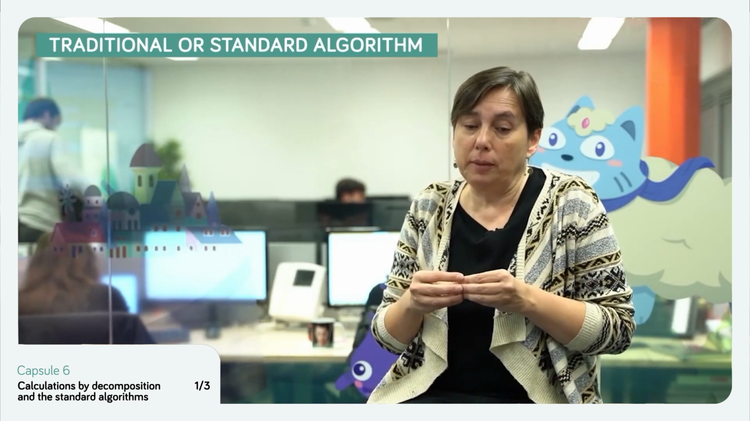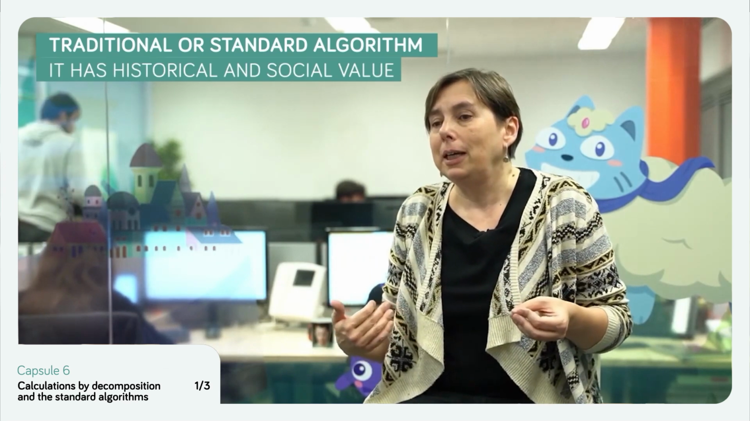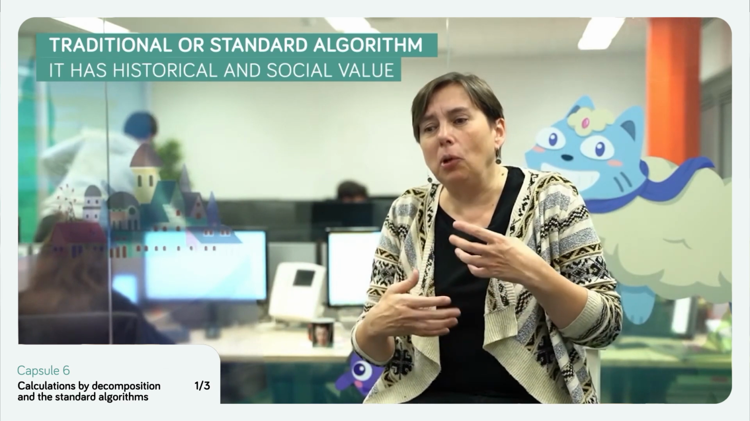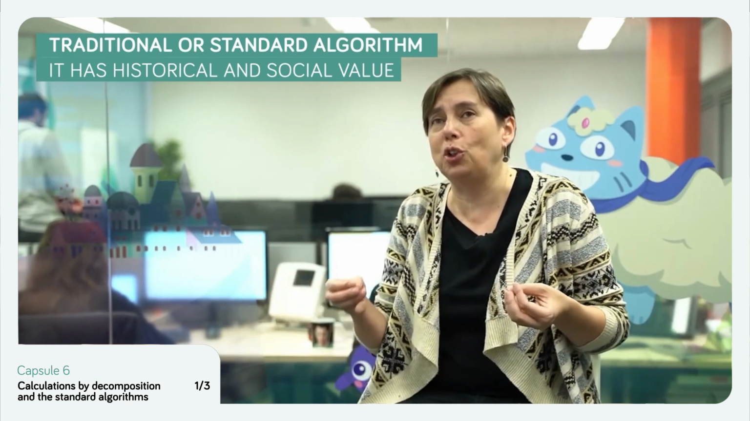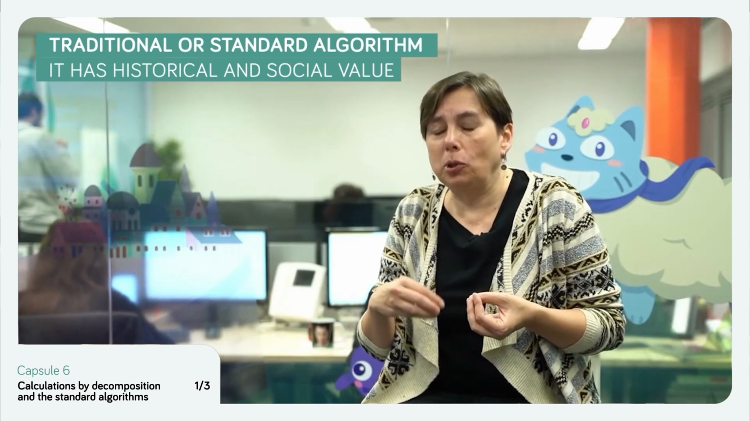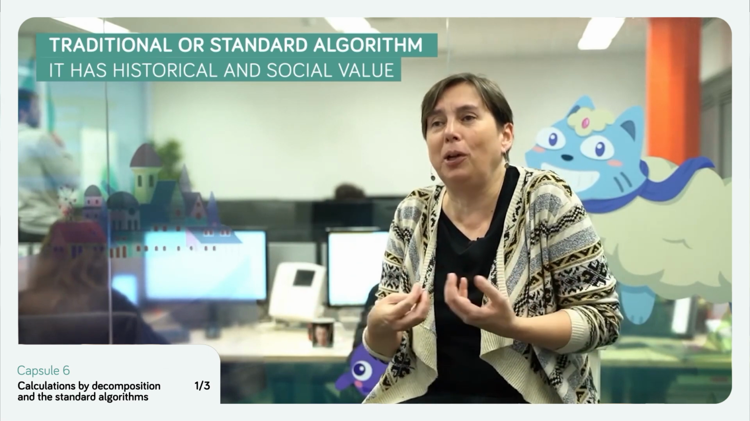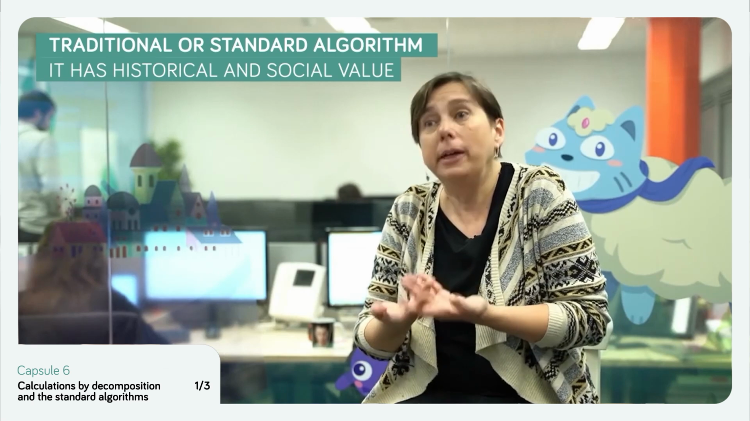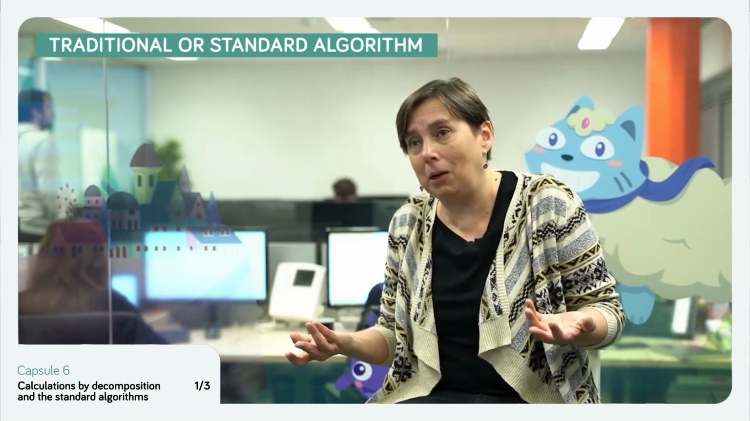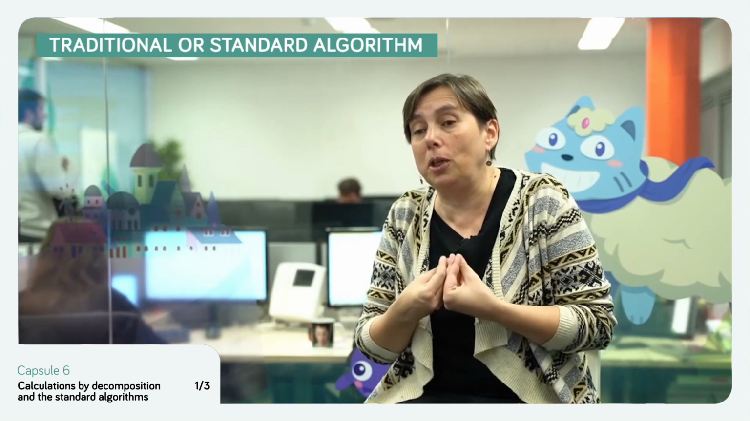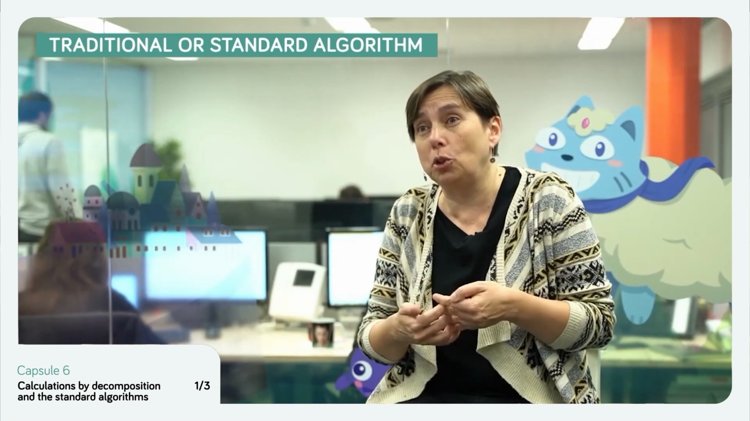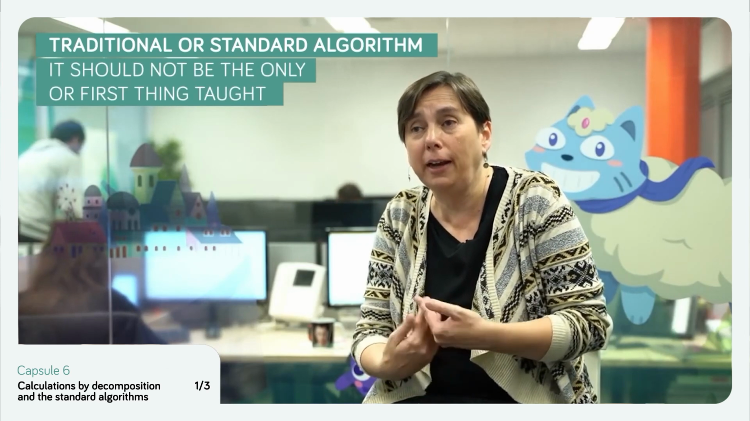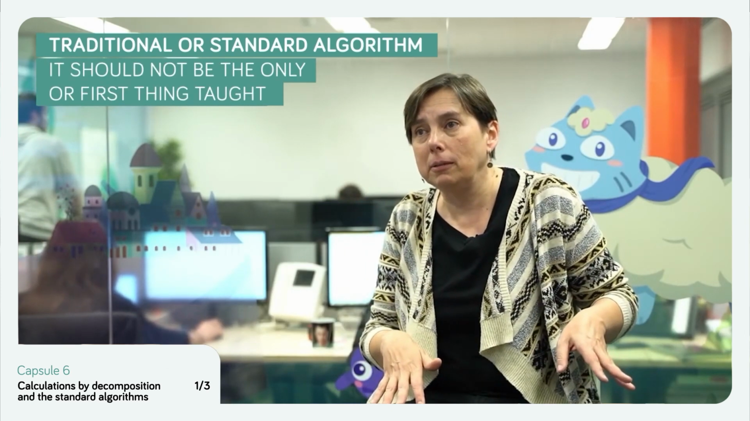The truth is that the algorithms, those that we call standard or traditional, have centuries of history. They are closely related to the introduction of Hindu-Arabic figures, which we use, and therefore, traditional algorithms, we do not want to banish them because we believe they have a social and historical value, which is also an obligation of the school to transmit. What happens is that we argue that this historical value does not mean it is the only algorithm that we have to teach, or at least it is the first, right?